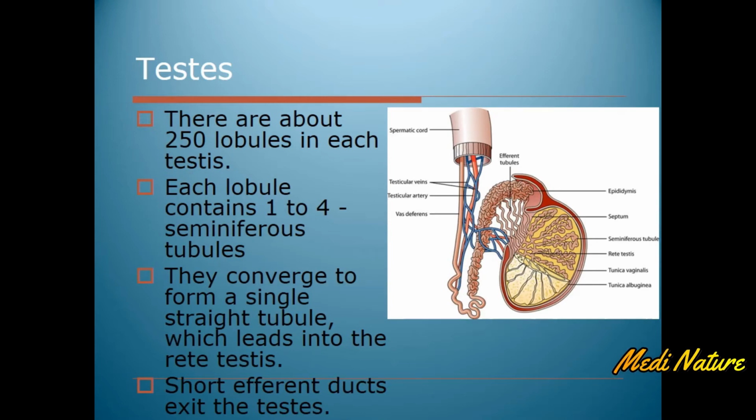There are about 120 lobules in each testis. In each lobule, there are 1 to 4 tiny tubules called seminiferous tubules. The seminiferous tubules converge to a single point and form a single straight tubule. This straight tubule then leads into the rete testis, which is a network of tiny tubules. The rete testis gives rise to short efferent ducts which then exit the testis.